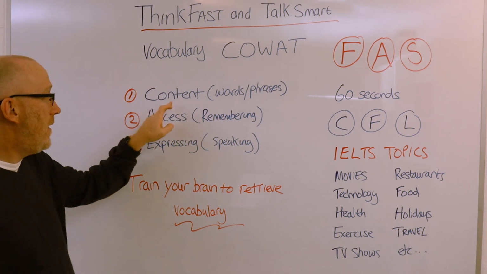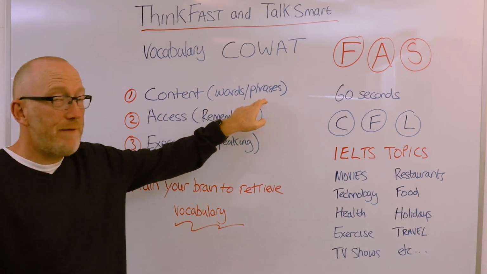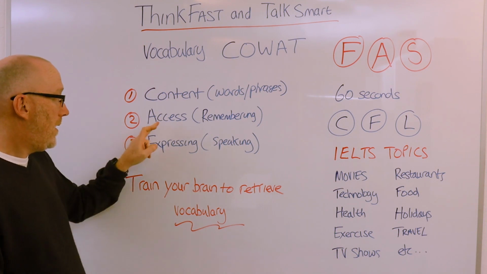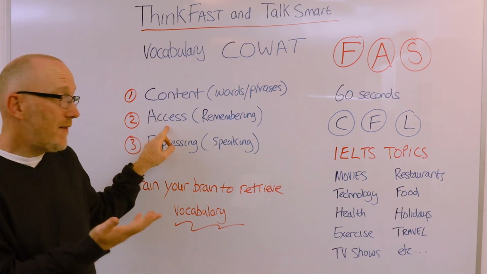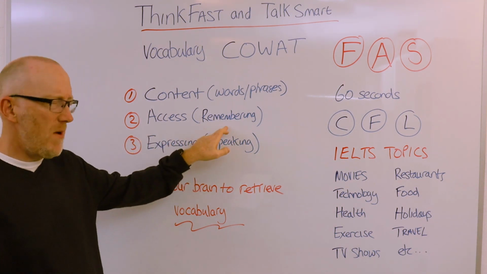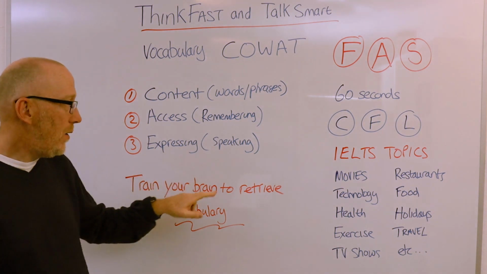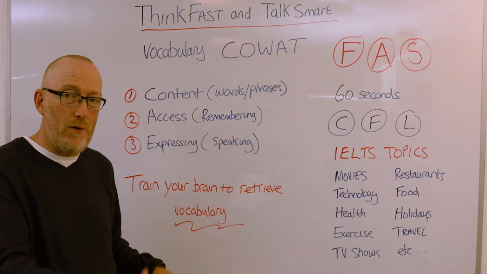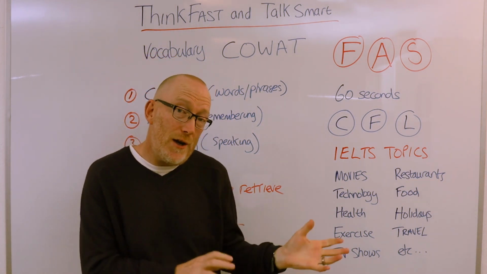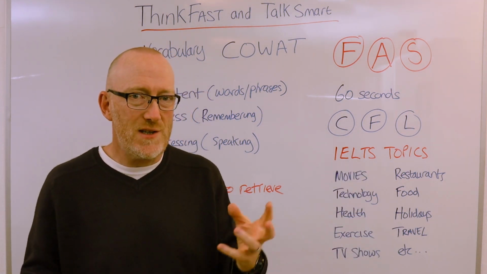So you have to have what we call content already. So the content are words and phrases that you've already studied. Okay? What we're going to train is what is known technically in this test as access, which is remembering or recalling, and also expressing, which is speaking and using the words. Yeah, so that's what this is all about. This is not about learning vocabulary, this is about using what you have already studied.